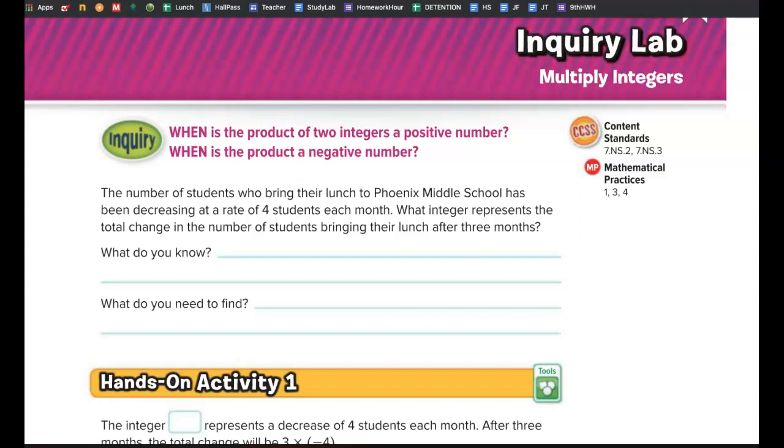Okay. First of all, I want you to go through and underline, what do you know? Underline, what do you know? So what information are you given?